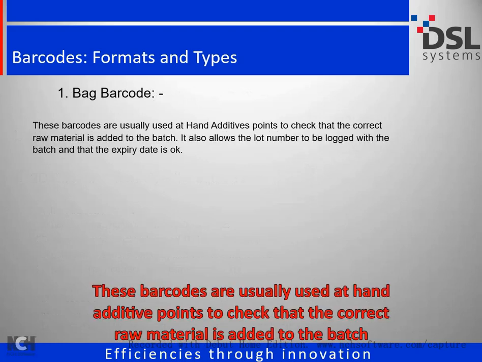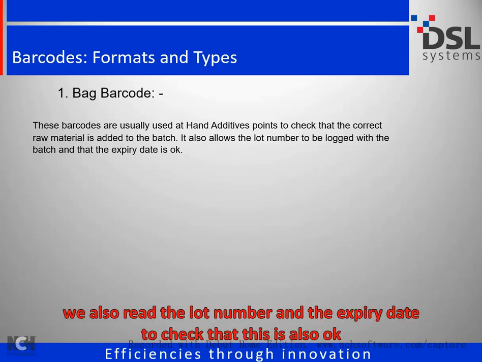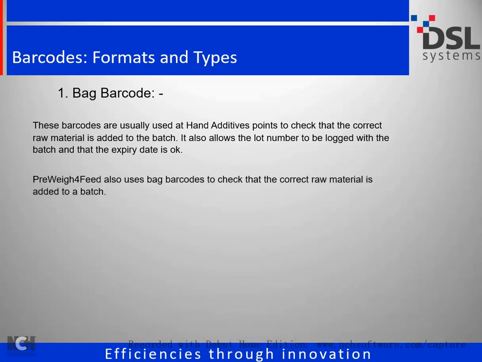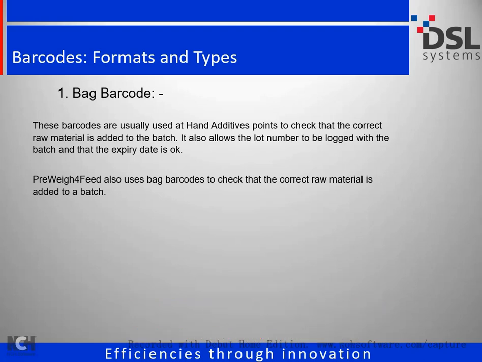So these barcodes are usually used at hand additives points to check that the correct raw material is added to the batch. And when it's scanned, we also read the lot number and often the expiry date to check that these are okay. Pre-weigh for feed also uses bag barcodes to check that the correct raw material is added to a batch of pre-weigh.